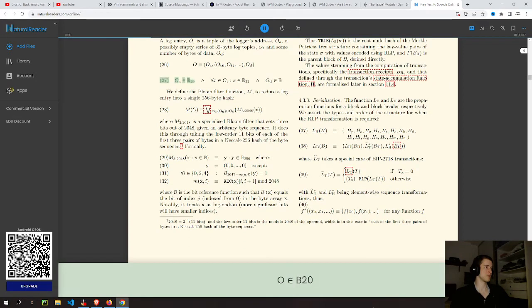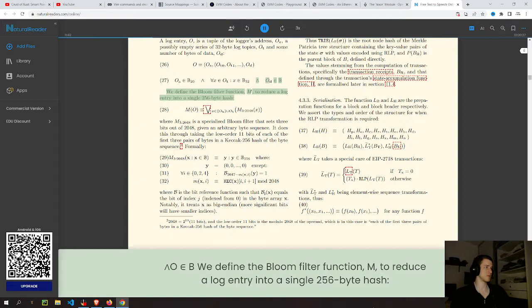O set membership symbol B20. Turned X set membership symbol O, X set membership symbol B32. O set membership symbol B. We define the bloom filter function, M, to reduce a log entry into a single 256-byte hash.